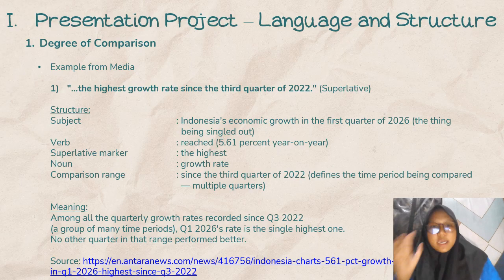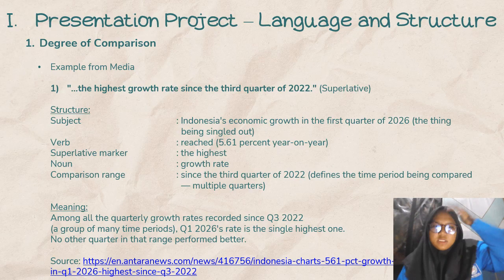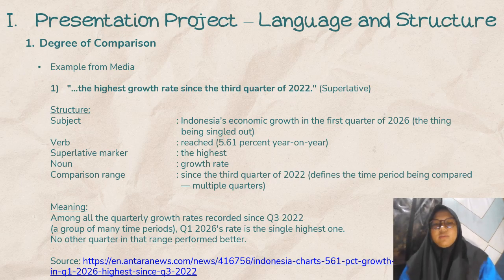The superlative marker is "the highest". The noun is "growth rate". And the comparison range is "since the third quarter of 2022", which defines the time period being compared, or multiple quarters. The meaning is, among all the quarterly growth rates recorded since quarter 3 2022, a group of many time periods, the quarter 1 2026 rate is the single highest one. No other quarter in that range performed better.